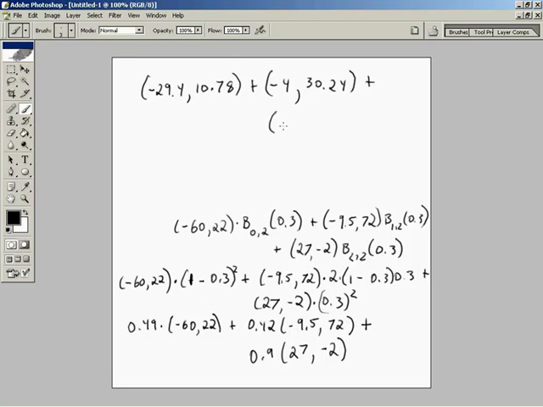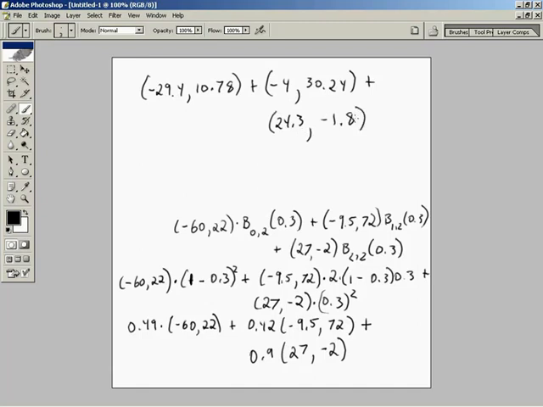And for the last one, we have 0.9 multiplied by 27, 24.3. And then finally we have negative 2 multiplied by 0.9, and that's negative 1.8.